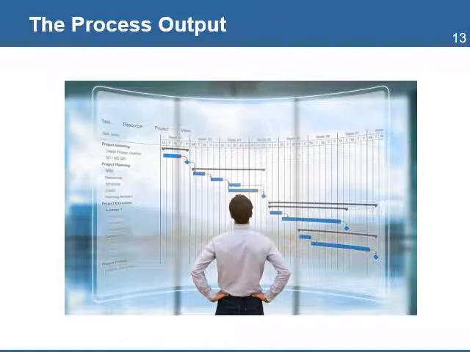Outputs are the results obtained from the process. These are the plans or documents that will facilitate the management of the project and that may be used by other processes as inputs. For example, project plans, change authorization, reports, and updates.